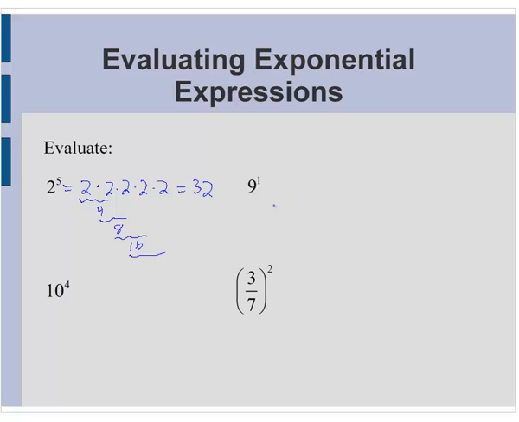Why don't you try these other 3? Now would be a good time to pause. Nine to the 1st power means we have a single factor of 9, and this can be written as 9. 10 to the 4th power means 10 times 10 times 10 times 10. 10 times 10 is 100, times 10 is 1,000, times 10 is 10,000.